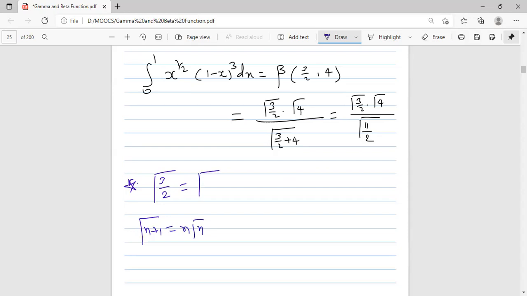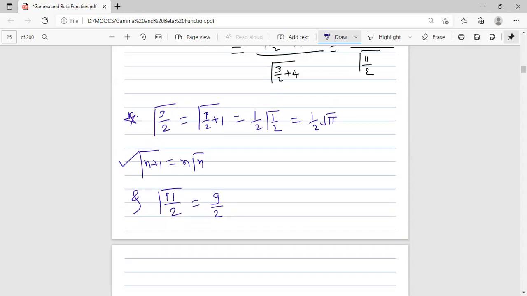This is just like 1 by 2 plus 1, and this is 1 by 2 into gamma 1 by 2. And we know gamma 1 by 2 is root pi. Therefore gamma 3 by 2 is 1 by 2 root pi. Then again gamma 11 by 2. In a similar way, I will use this formula and reduce by 1, we get 9 by 2 into gamma 9 by 2.